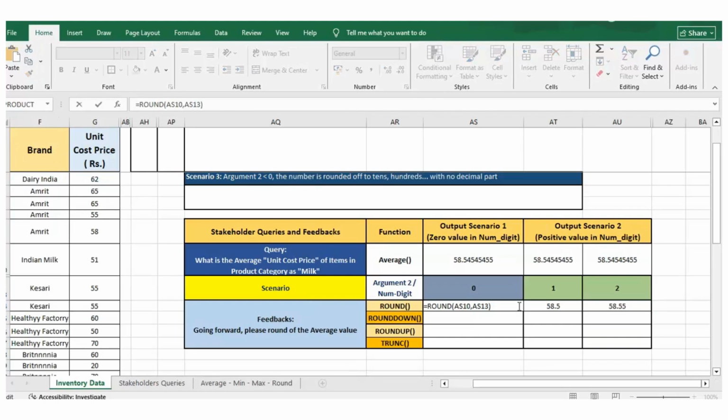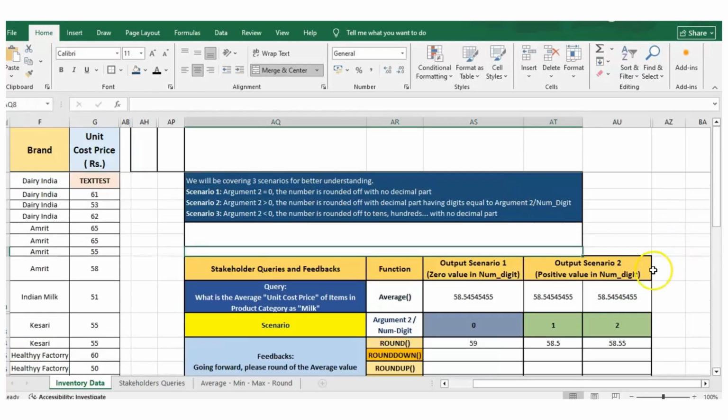Let us start with the round function. To apply round function to any given cell, select the cell, enter equal to, then enter the function name which is round, enter the first parameter. The first parameter in our case is the average unit cost price that we have derived in the previous session. For argument 2, we will be passing the values as per the scenario which we are working on. If we are working on the first scenario, the assigned value would be 0.